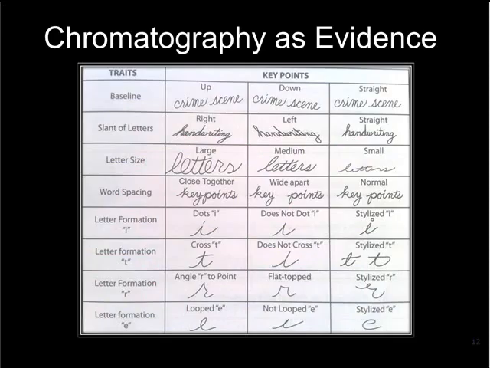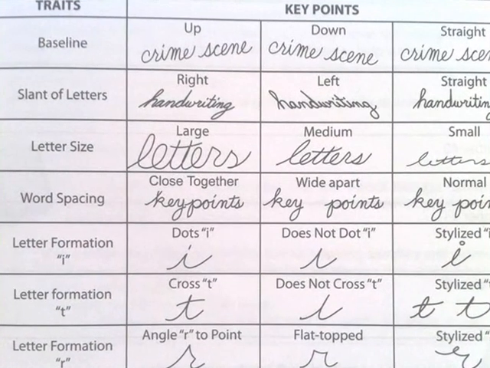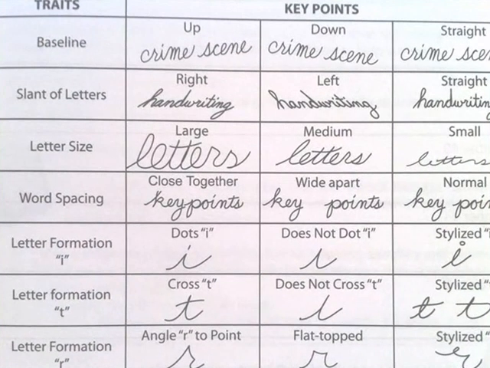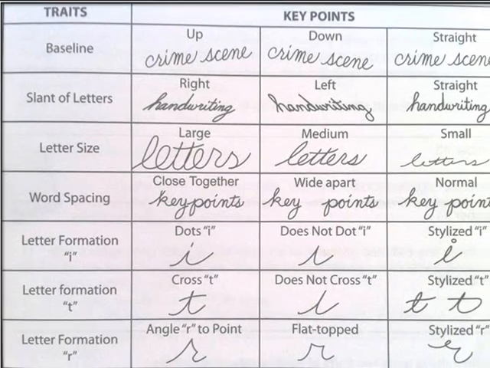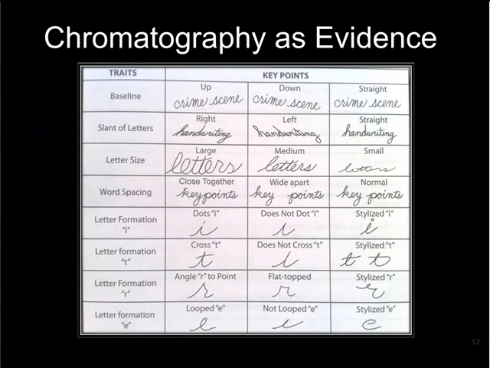Chromatography as evidence. Class characteristics may include general types of pens, pencils, or paper. We will look at this today. Individual characteristics may include individual handwriting characteristics, trash marks from copiers, or printer serial numbers.